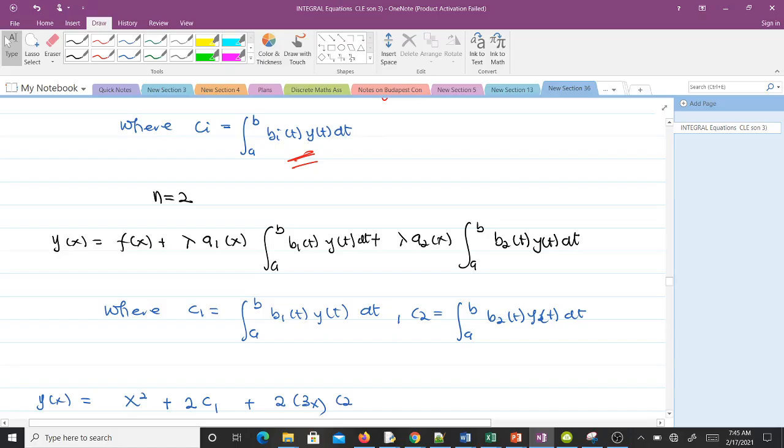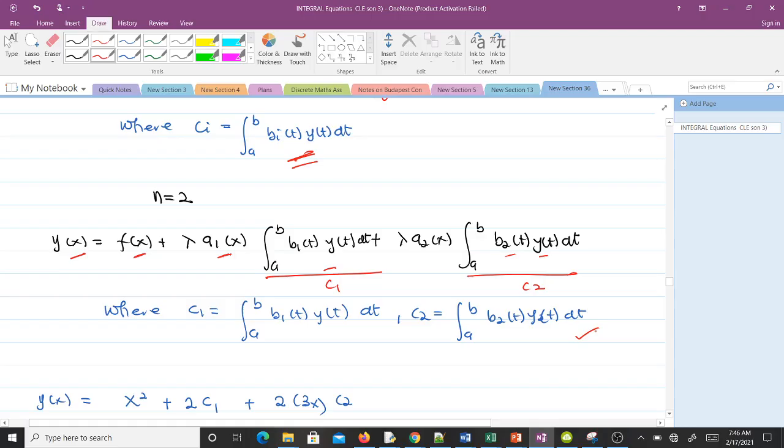So the general solution for this particular question, since we have two terms, is going to be y(x) = f(x) + λa1(x)∫ from a to b of b1(t)y(t) dt + λa2(x)∫ from a to b of b2(t)y(t) dt, where the whole of the first integral term is our c1 and the whole of the second is our c2. That's what you can see here.